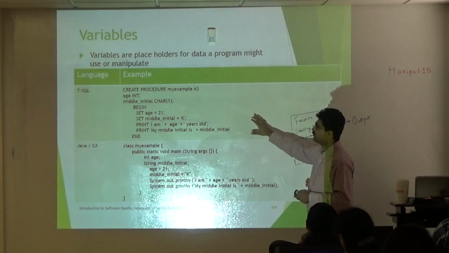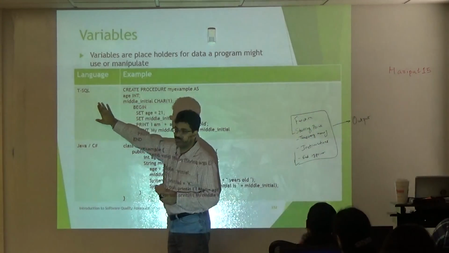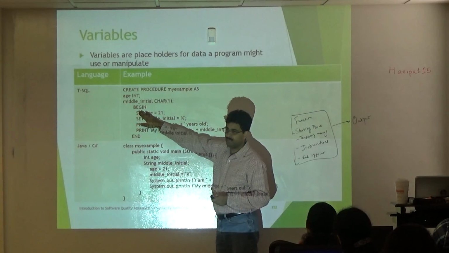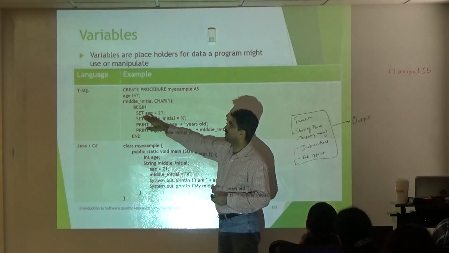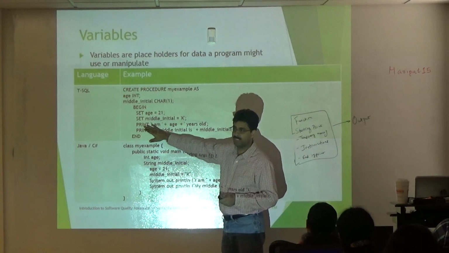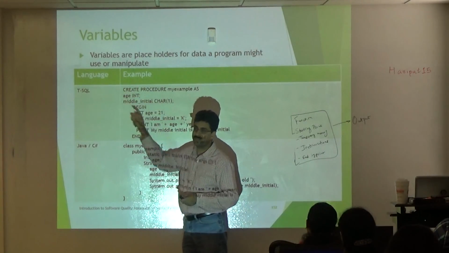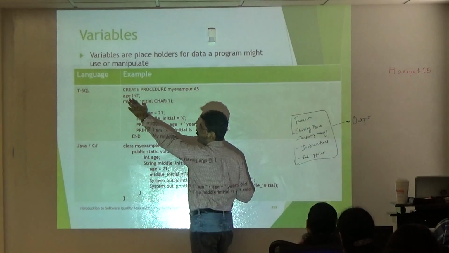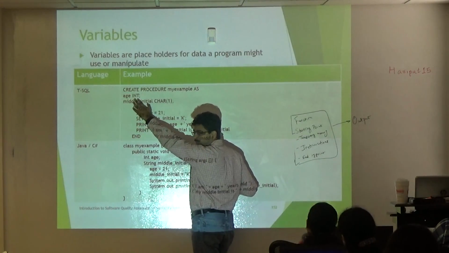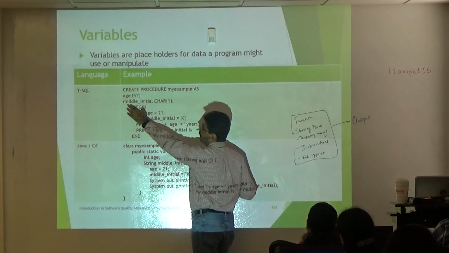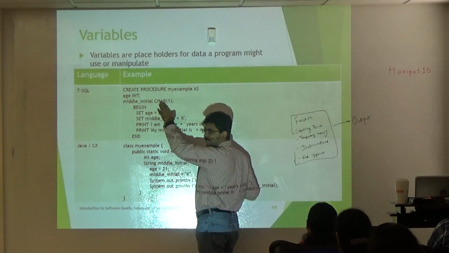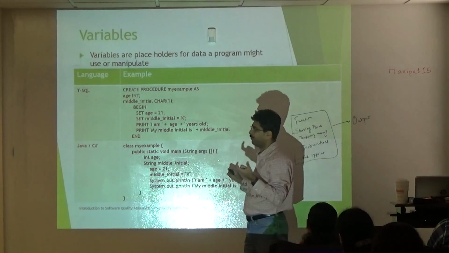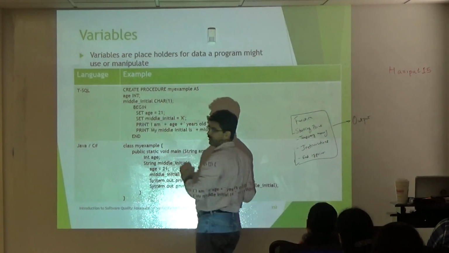Right? So let's first take an example for this Transact-SQL. My entry point is begin, and I'm going to use some temporary memory. So I'm going to first define what those temporary memories are. I'm going to have a temporary storage area called age of the type integer. And then I have a character type with a length of 1, so it's going to hold only one character in that temporary memory, and it's called middle initial.